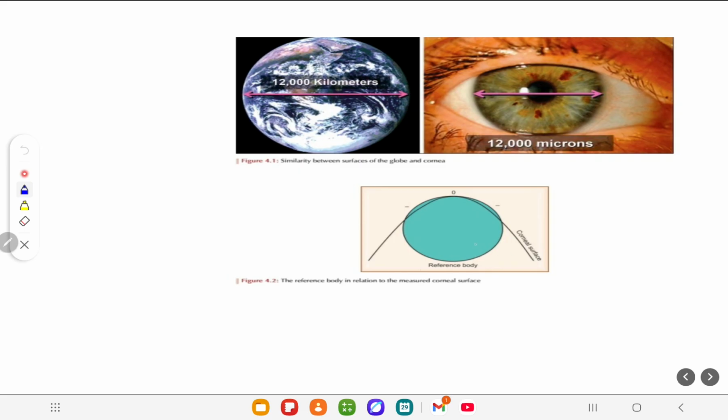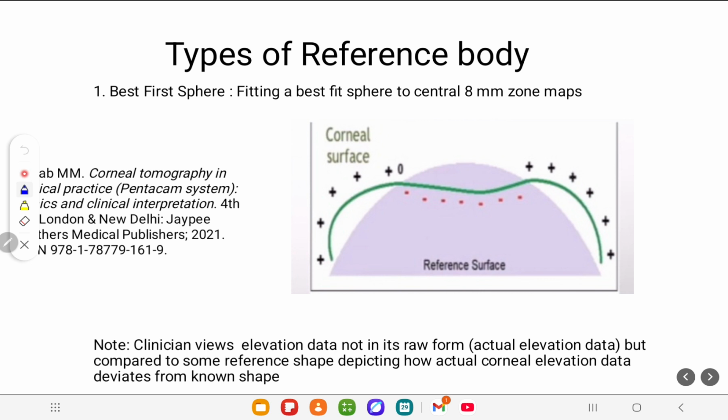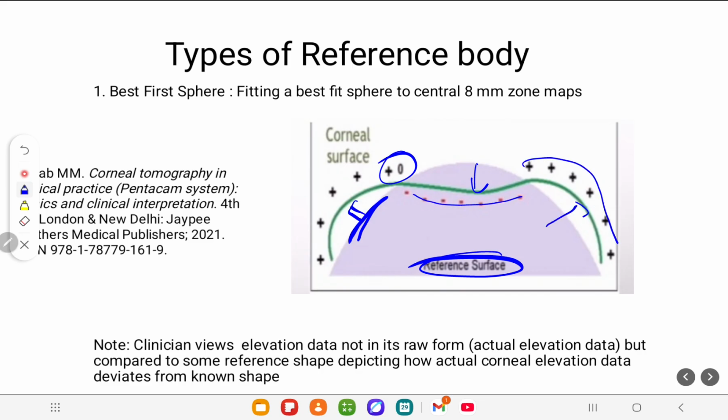Suppose, let's take an example. This green is the reference, and your cornea goes like this. Whenever it matches the reference surface, there is zero. Whenever your cornea is below the reference surface, it's negative. When it's above the reference surface, it's positive. Very simple. The reference surface is this, and the green line is your cornea. Above the reference surface is plus, equal to the reference surface is zero, below the reference surface is negative, again above the reference surface is positive.